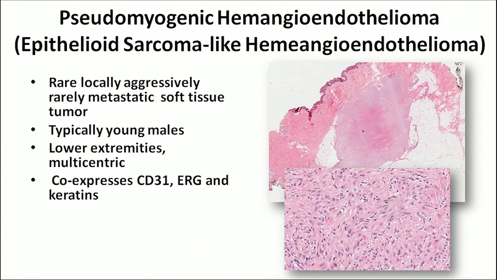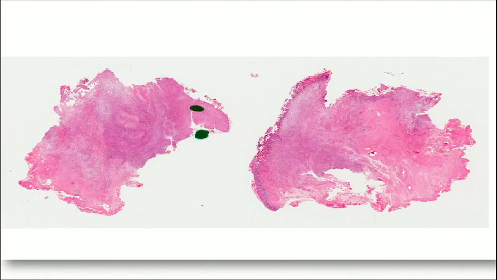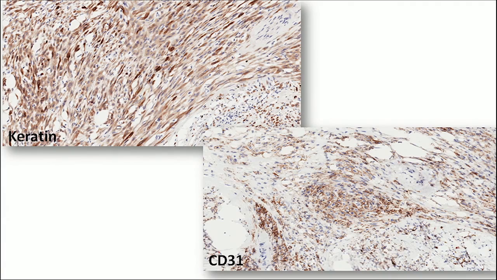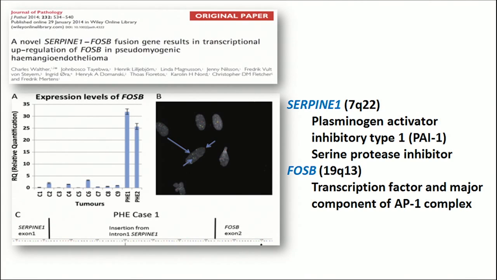So a relatively new, or newly named, tumor within the last few years is epithelioid sarcoma-like hemangioendothelioma, or sorry for the misspelling down below, pseudomyogenic hemangioendothelioma. Locally aggressive, tends to be multifocal. They have a very odd immunohistochemical spectrum where they have both endothelial markers and keratins at the same time. Here's another case, again showing this relatively bland spindle cell appearance and the co-expression of CD31 and keratin. And these have translocations between SERPINE1 and FOSB.